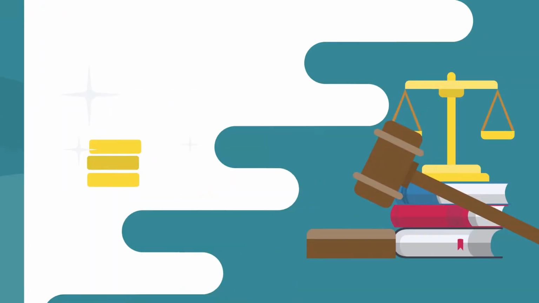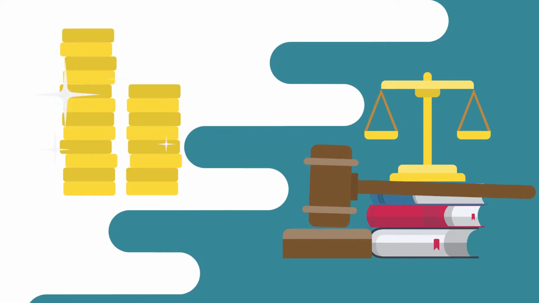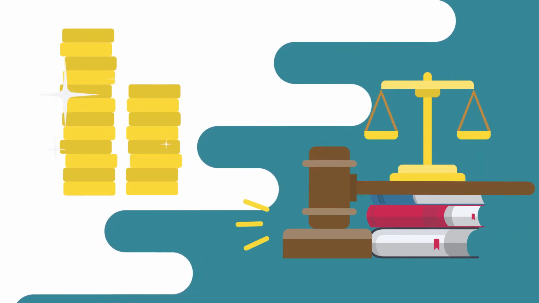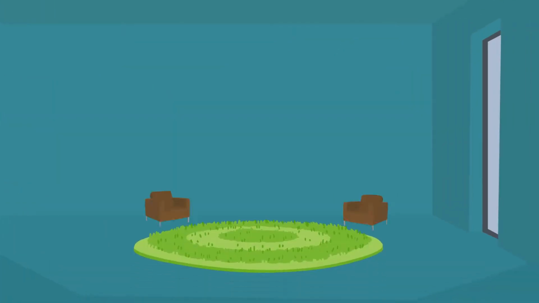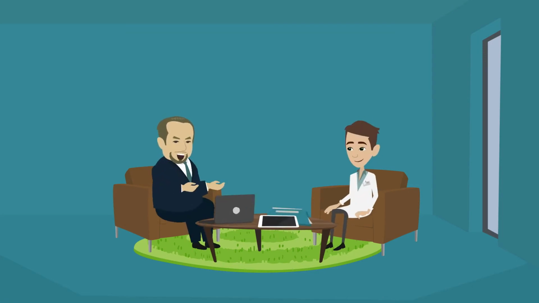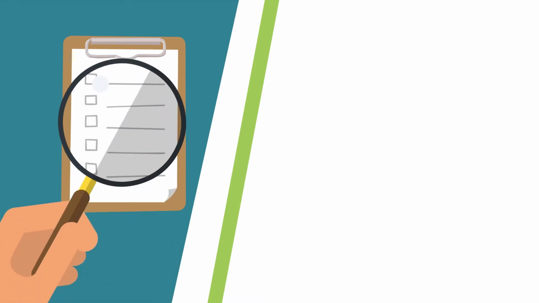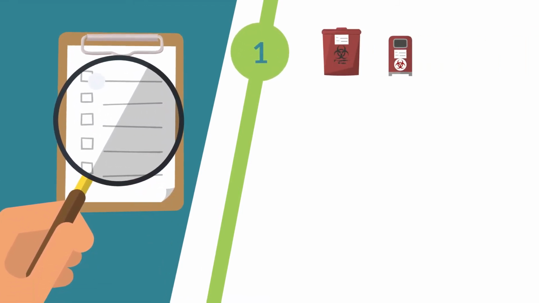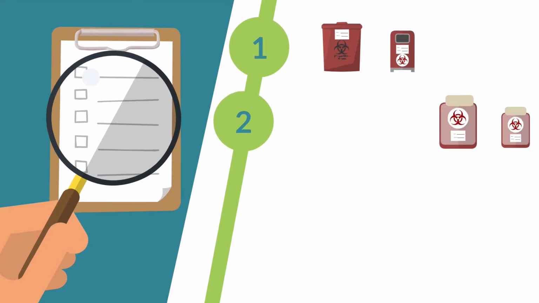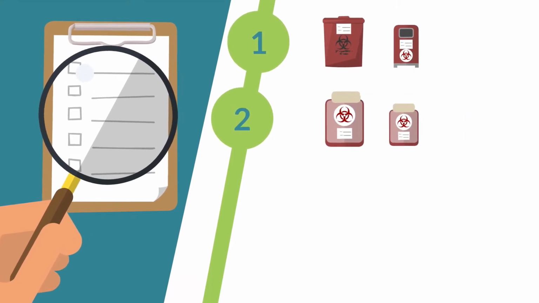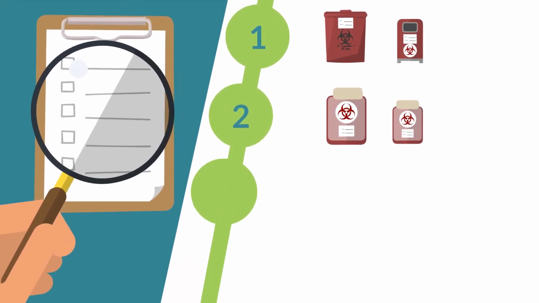Weekly audits. Did you know that it can cost $13,000 per OSHA violation? To ensure proper policies and procedures, compliance officers conduct a weekly OSHA audit. The weekly audit checks for the following compliance requirements. 1. All sharps containers have labels. 2. Sharps containers in operatory and sterilization are sealed.